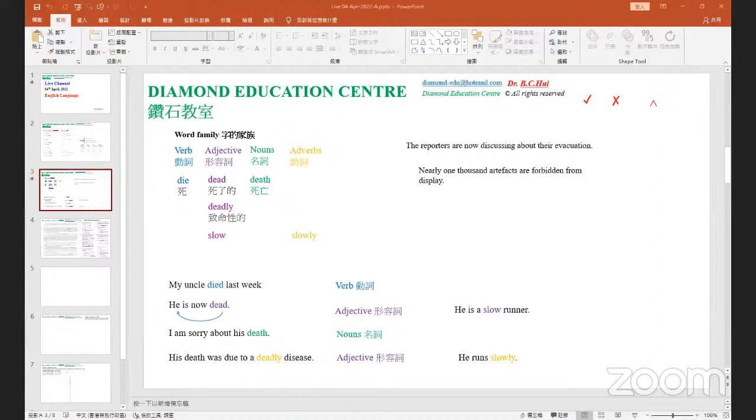How to change it into a negative sentence? That means to say no. If there are two parts of the verb, that means two words together, and you want to say no, you put a not after the first part of the verb. He is not going to school. This is simple.